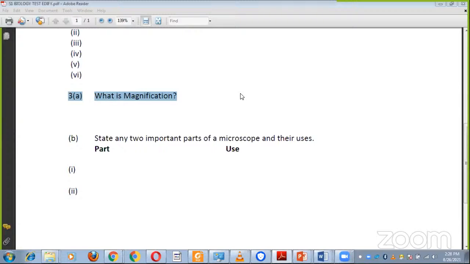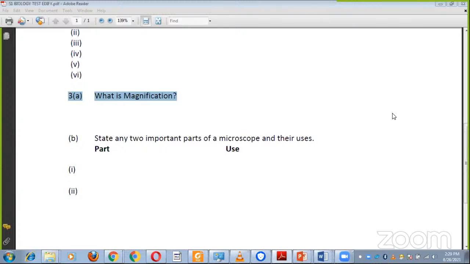So what is magnification? Faith Birungi, what do you have to say? Faith Birungi has failed to unmute. Let us go to another person. Elvin, yes. Magnification means how big an object appears compared to its real size. Okay, thank you very much.